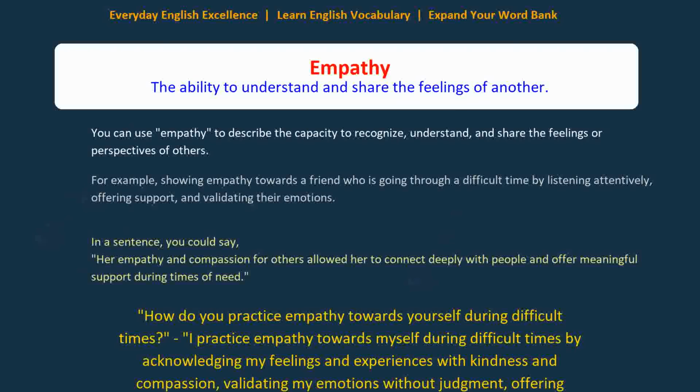How do you practice empathy towards yourself during difficult times? I practice empathy towards myself during difficult times by acknowledging my feelings and experiences with kindness and compassion, validating my emotions without judgment, offering self-care and support, and treating myself with the same understanding, acceptance, and empathy I would offer to a friend in a similar situation, which helps me navigate challenges with self-compassion, resilience, and self-empowerment.